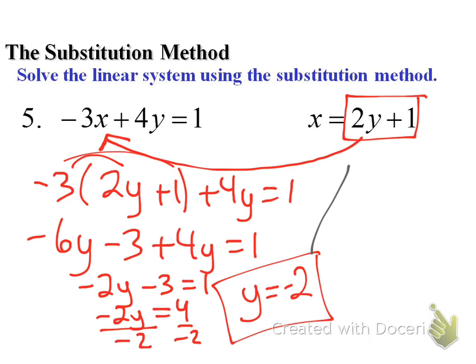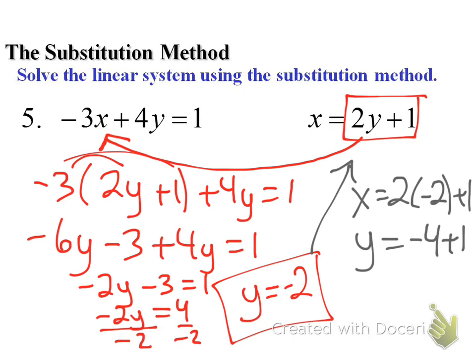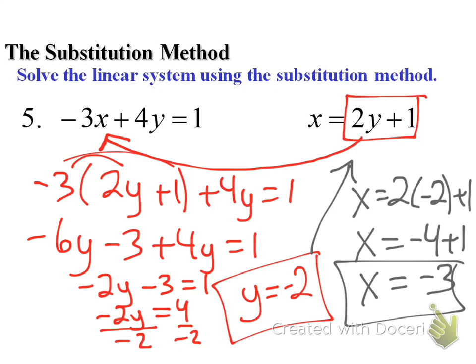Plug it back in. And I'm getting, whoops, that should be an x. Can't have two y values. And I'm getting negative 3 for x. So I think it's negative 3, negative 2.